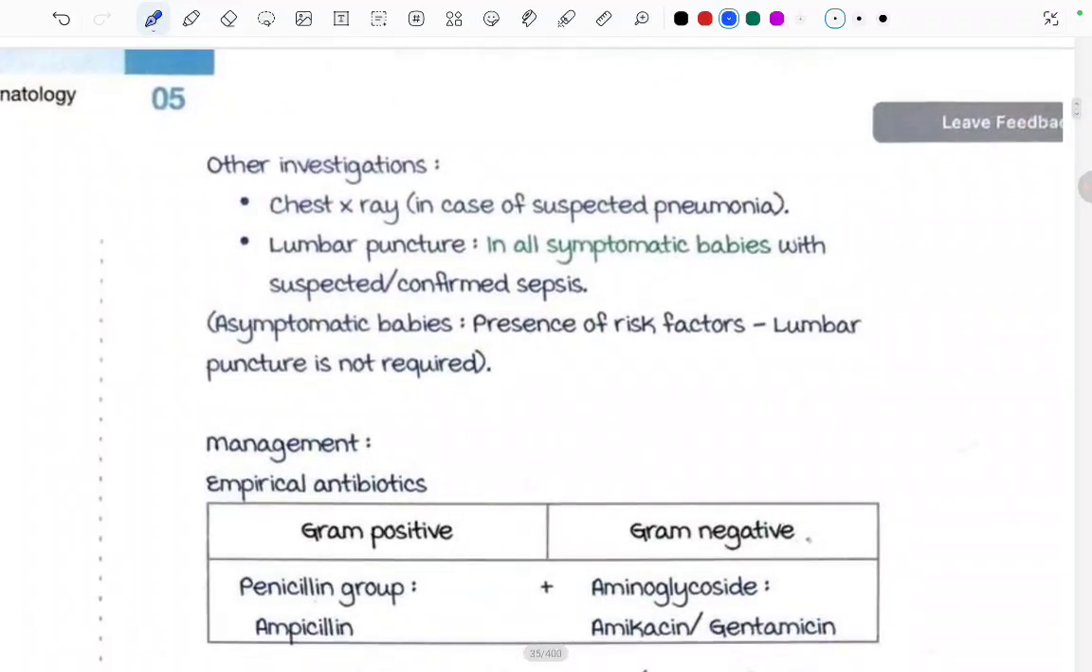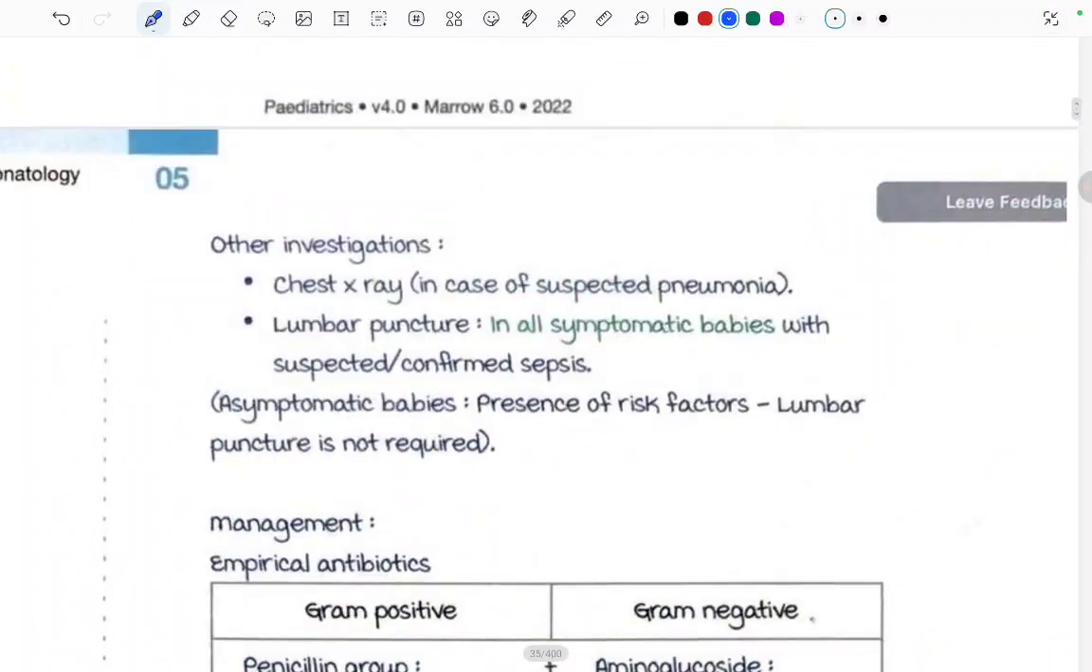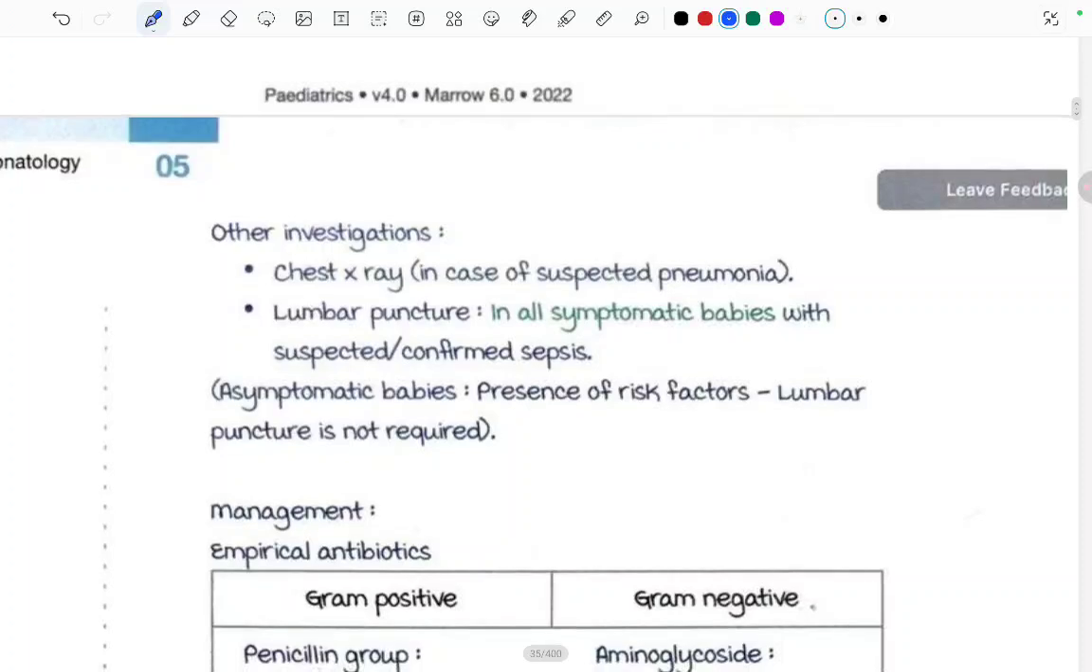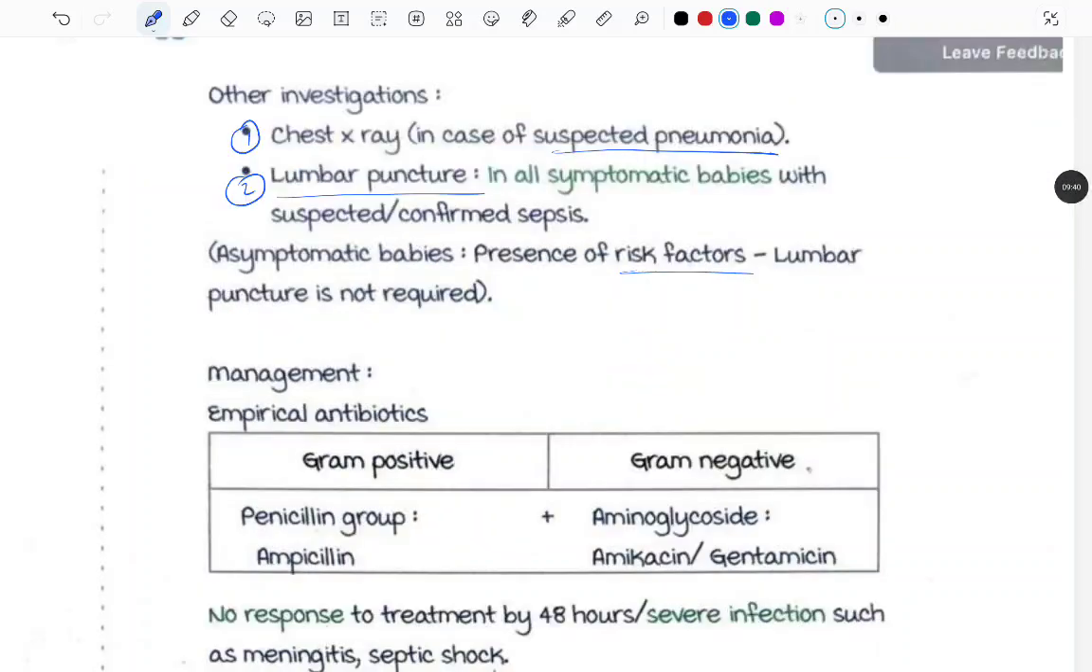Other investigations which can be done: we saw in early onset sepsis we were suspecting pneumonia, so we have to do a chest X-ray in case of suspected pneumonia, and lumbar puncture in all the symptomatic babies with suspected or confirmed sepsis. We need to do lumbar puncture also. Asymptomatic babies, where there is presence of risk factor, lumbar puncture is not required.